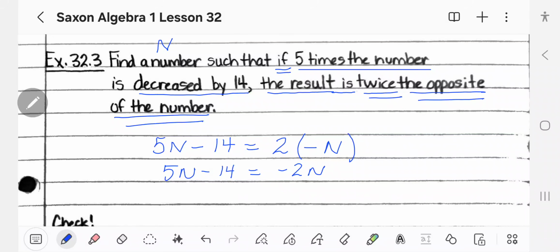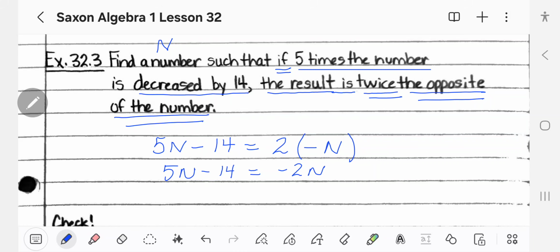Now, we have variables on both sides of the equation, so we could subtract 5n or add 2n. If you add 2n, you're going to end up with a 0 on the right side, which is totally fine. That is okay for us to end up with. But I think it might be easier if we subtract the 5n from both sides. That might be a little bit easier.